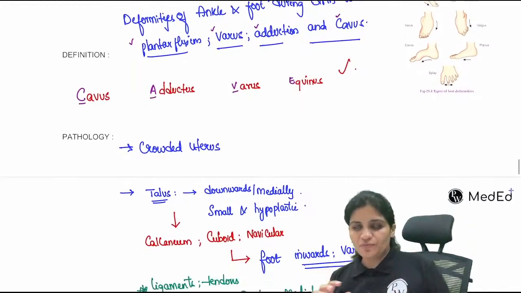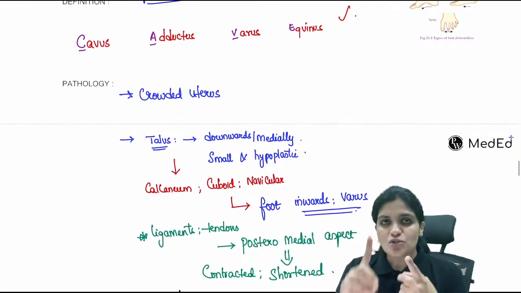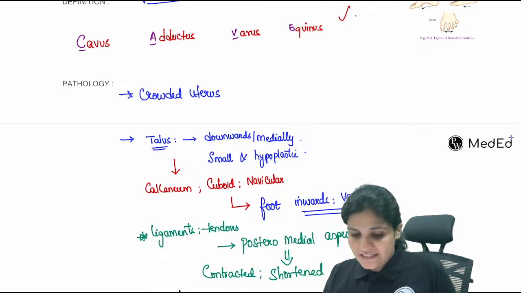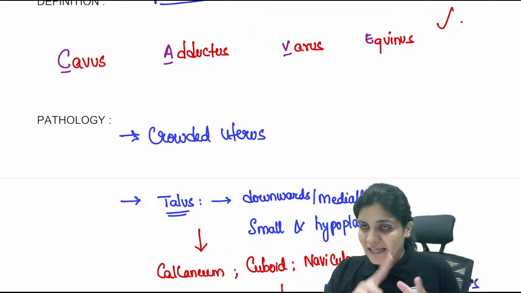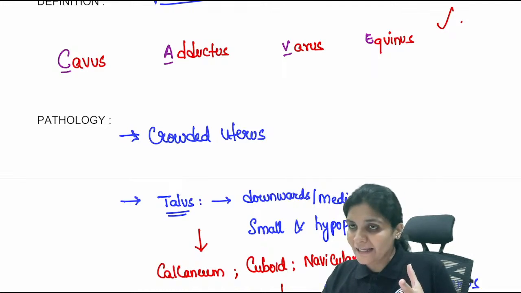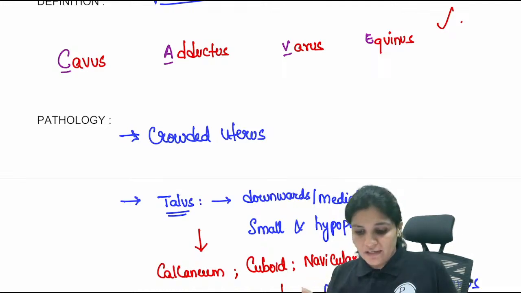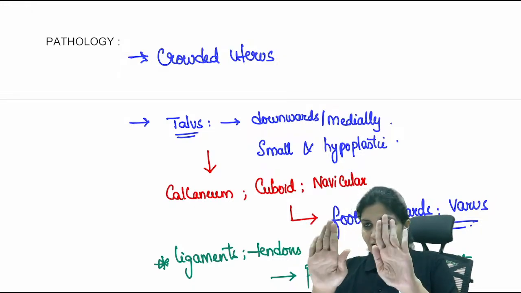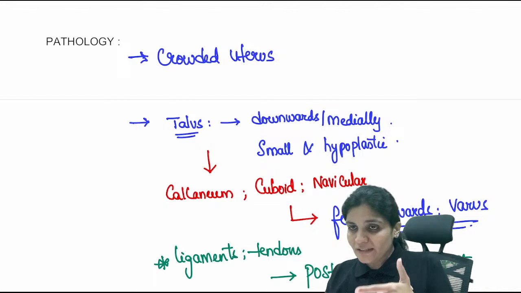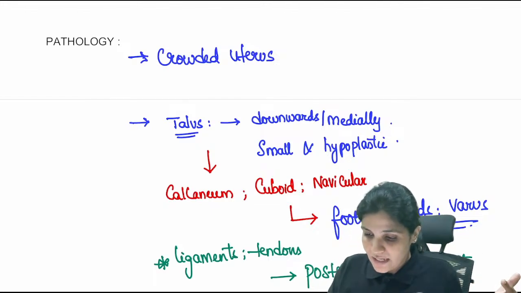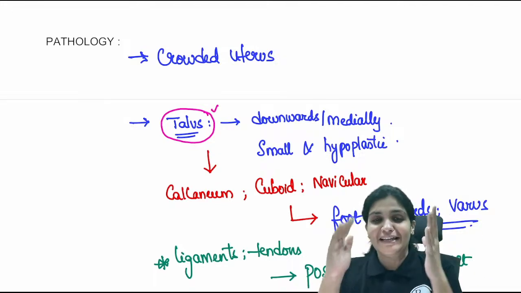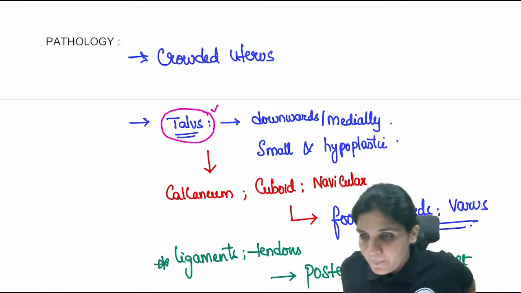Very, very important. So everything starts with the definition. So what is the definition? There are certain deformities which are happening. These deformities can be remembered as CAVE, that is cavus, adductus, varus, and equinus, right? And then the pathology starts with the crowded uterus, so that there is no space for the foot to be straight like this, so it gets inverted. So during this, the first main culprit is the talus. The talus is the main personality.